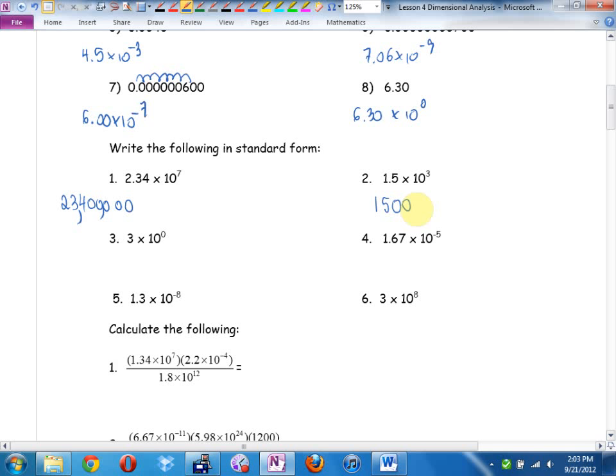Three. What is anything to the 0 power? Cole, you're saying this is really 3 times 1? Which is just what? 3.0? Ah, no, that'd be 2 sig figs, and this number clearly only had 1 sig fig.